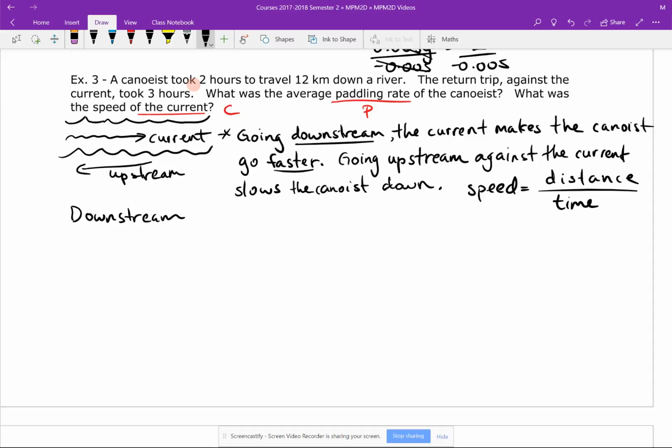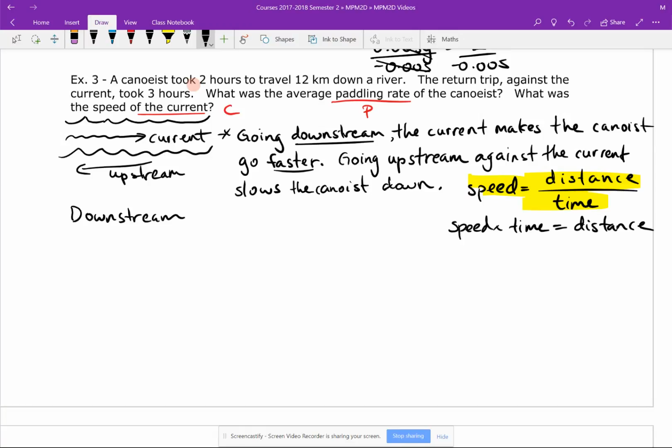What kind of formula can I create? I can create a formula with distance, so I'll rearrange this formula. If I wanted distance, I would multiply both sides of my equation by time. So I could say speed times time equals distance.